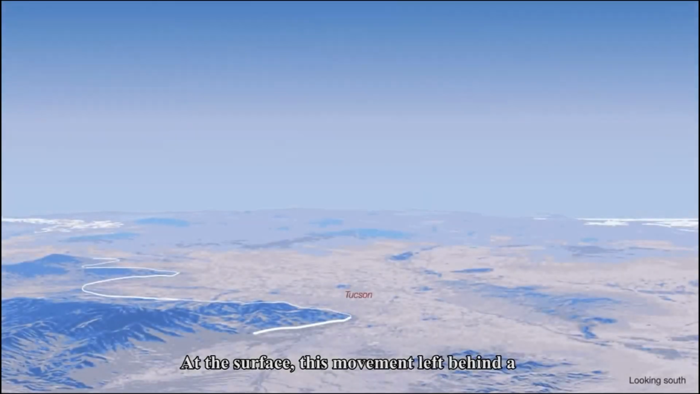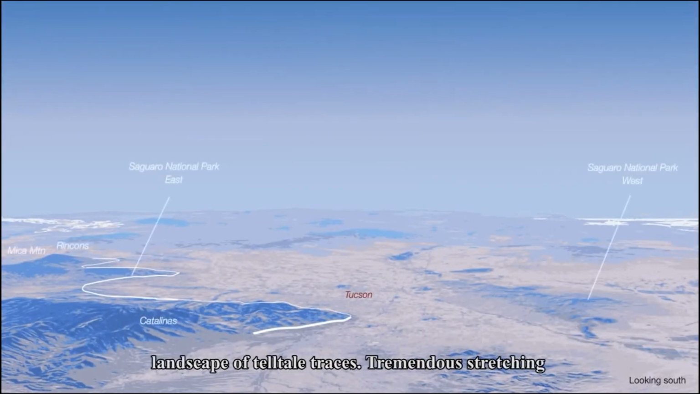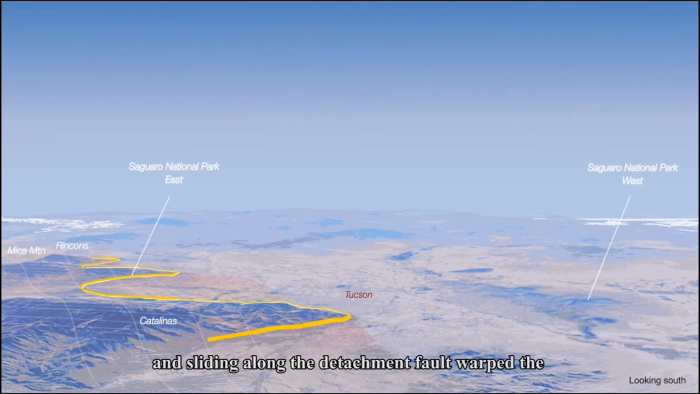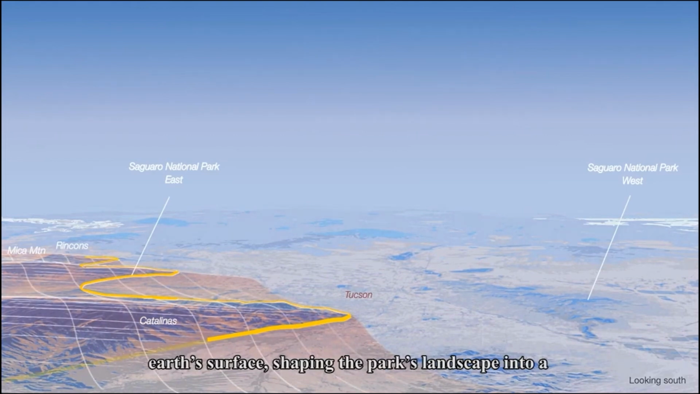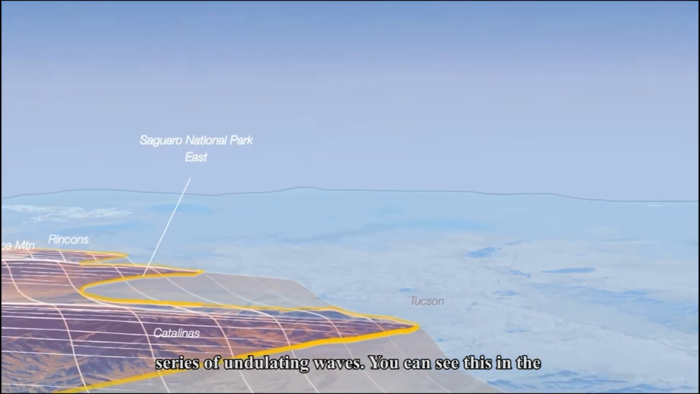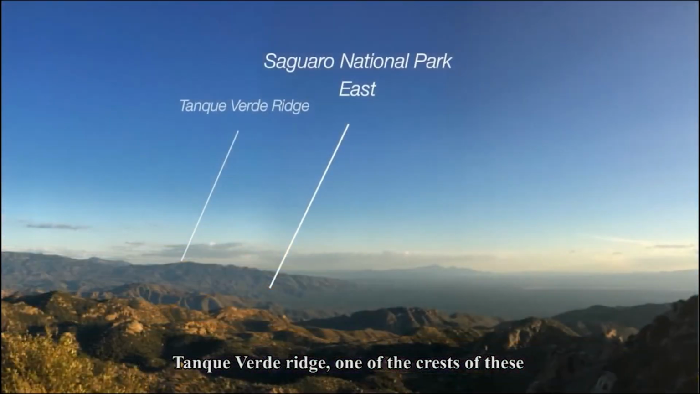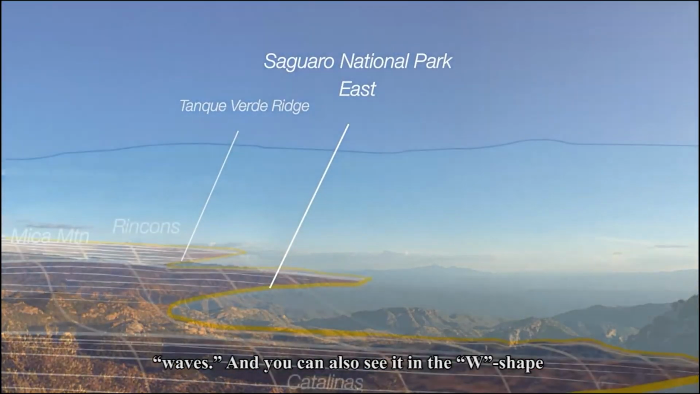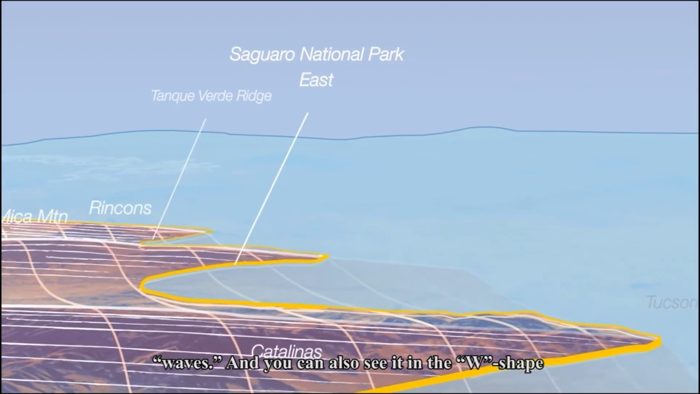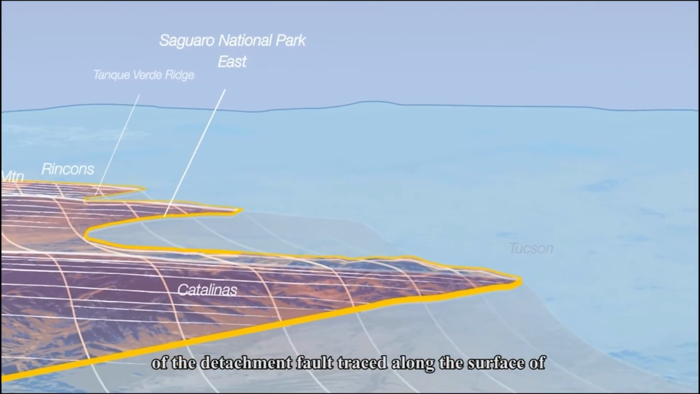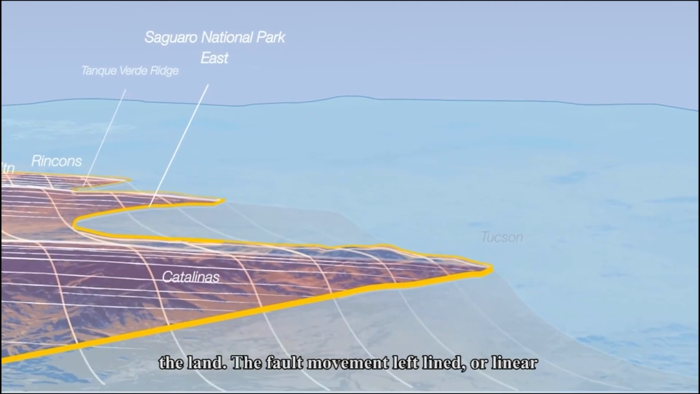At the surface, this movement left behind a landscape of telltale traces. Tremendous stretching and sliding along the detachment fault warped the Earth's surface, shaping the park's landscape into a series of undulating waves. You can see this in the Tanque Verde Ridge, one of the crests of these waves. And you can also see it in the W shape of the detachment fault traced along the surface of the land.